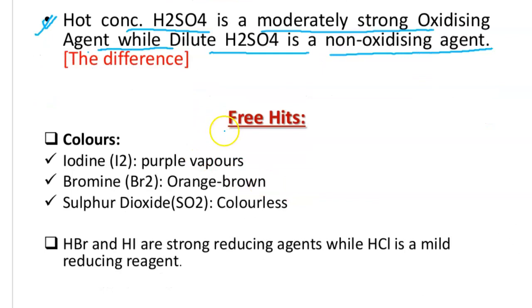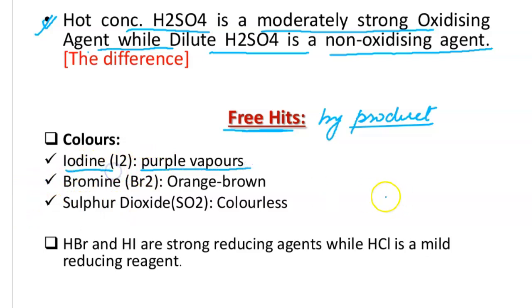Again, what are the free hits? Free hits are the byproducts of any concept we discuss under our uppercut tutorials. The first free hit is color. You can see that purple vapors are iodine. Iodine has purple vapor, you can remember this. Again, bromine is orange brown in color, so it may be asked sometimes, so you have to remember this. Sulfur dioxide is a colorless gas. So three colors of gases you can remember through this video.